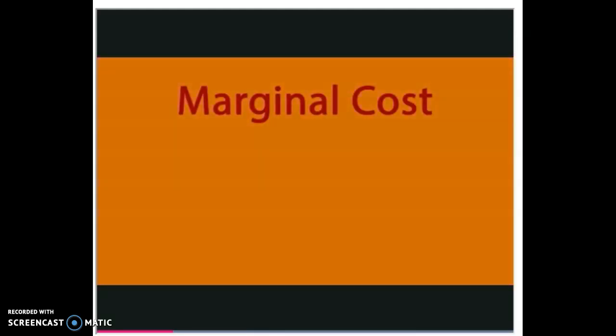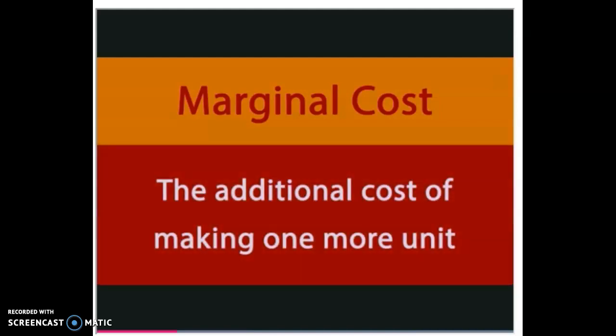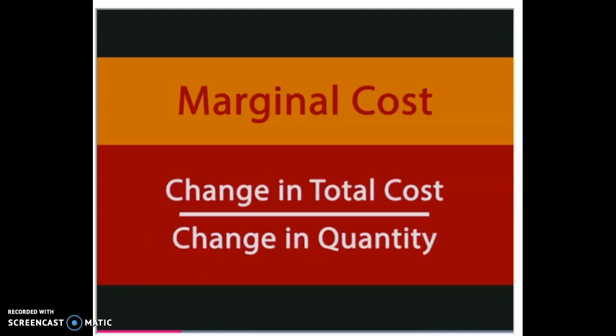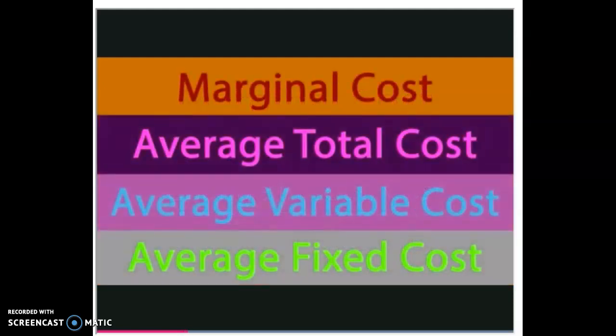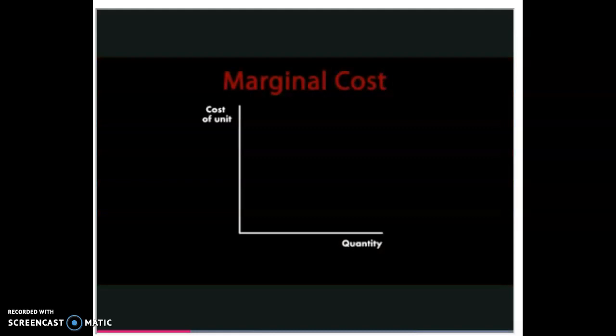One more type of production cost is very important, the marginal cost. The marginal cost is the additional cost of making one more unit. We can find that as the change in total cost divided by the change in quantity. Let's look at how these costs appear on a graph, starting with the marginal cost because that determines several of the other types of cost.